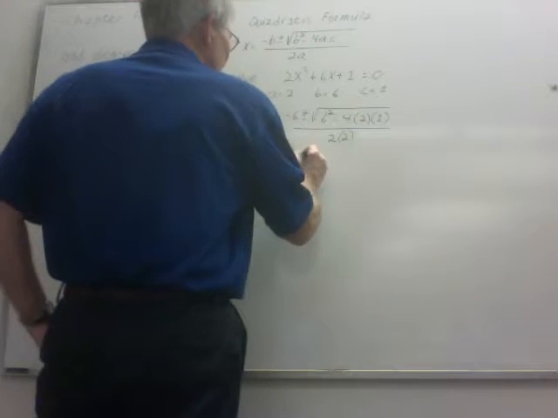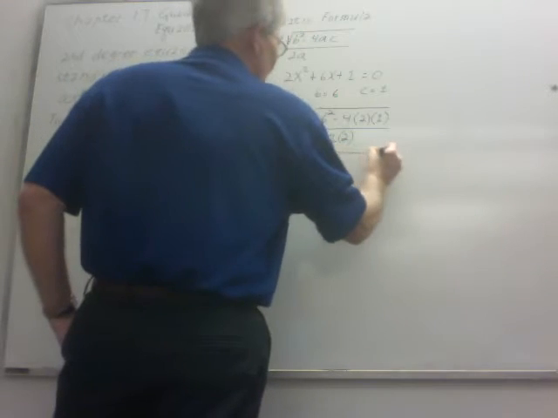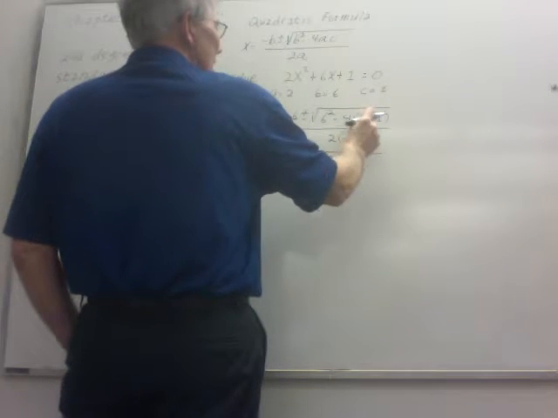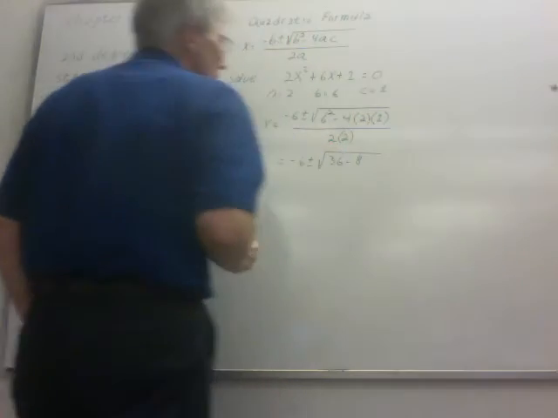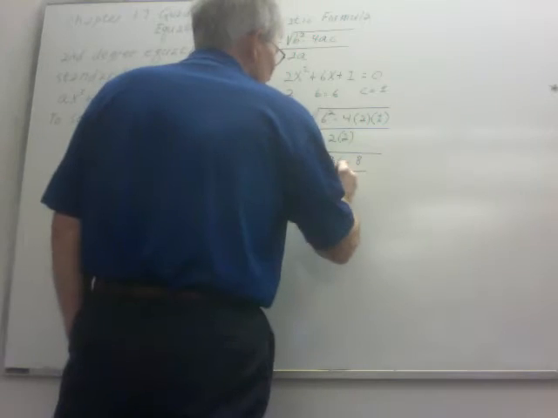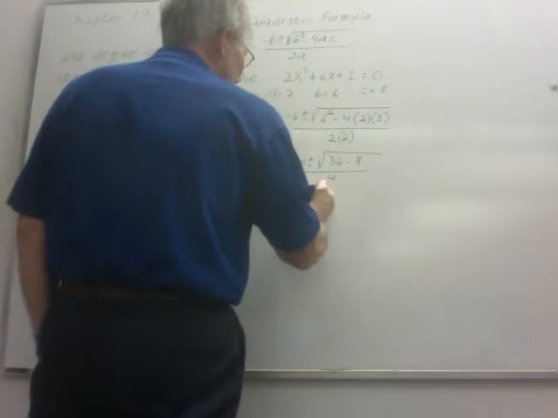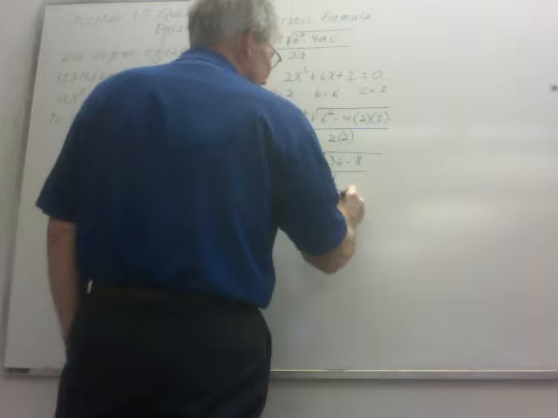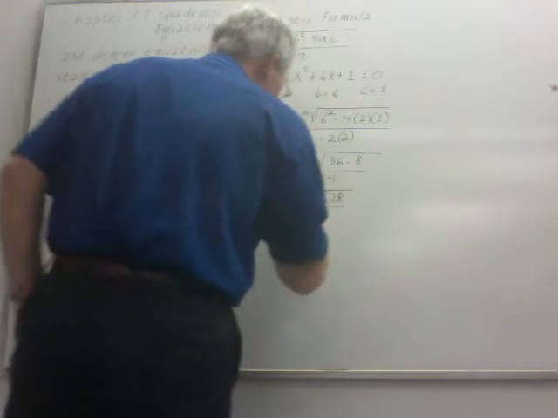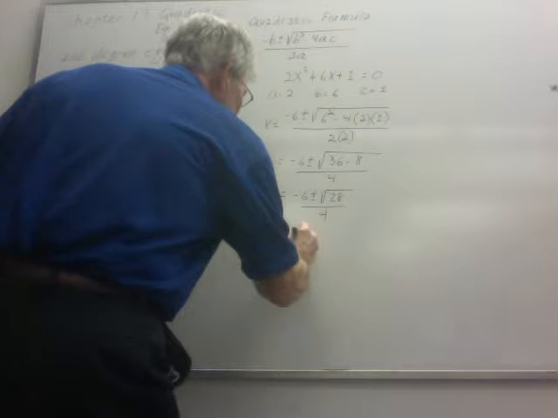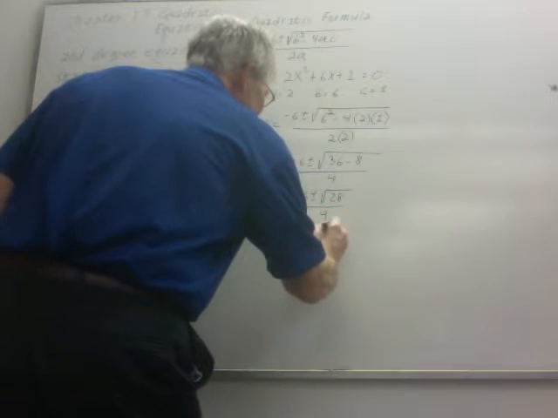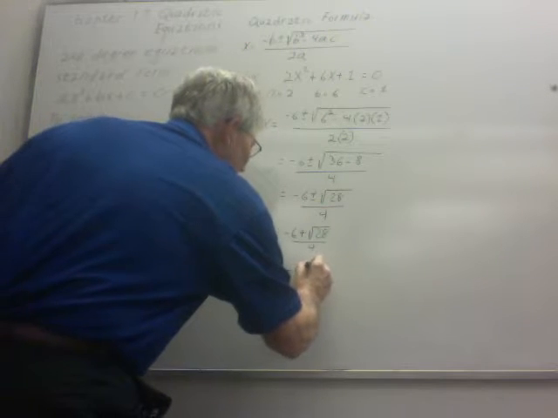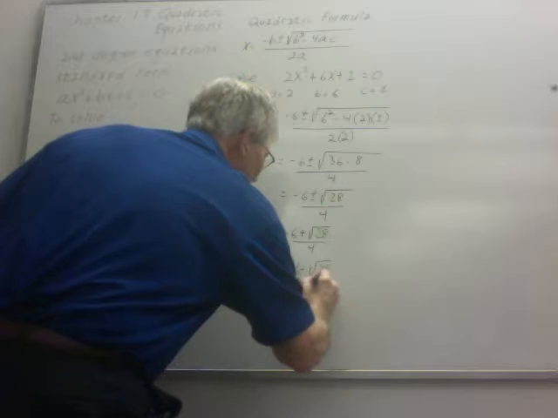I've got negative 6 plus or minus the square root of 6 squared, which is 36, minus 4 times 2, which is 8, times 1, so negative 8, all over 2 times 2, which is 4. I've got negative 6 plus or minus the square root of 36 minus 8, which gives me 28, all over 4. So I've got x equals negative 6 plus the square root of 28 over 4, and x equals negative 6 minus the square root of 28 over 4.